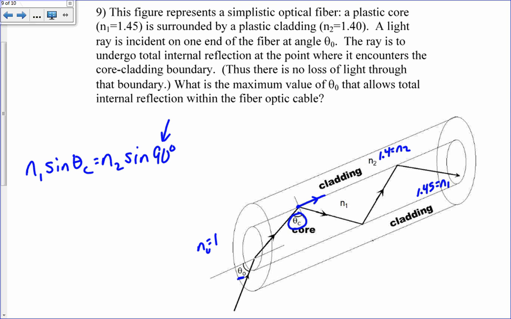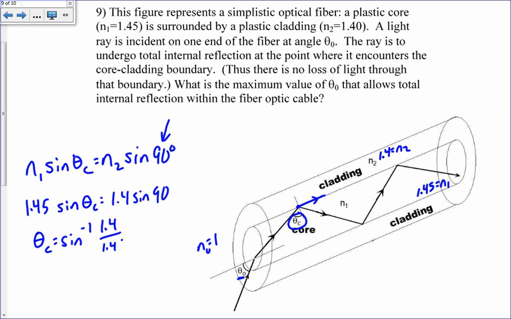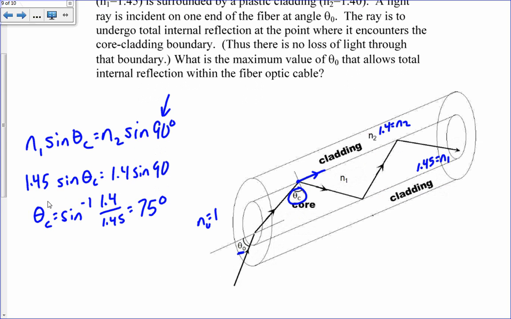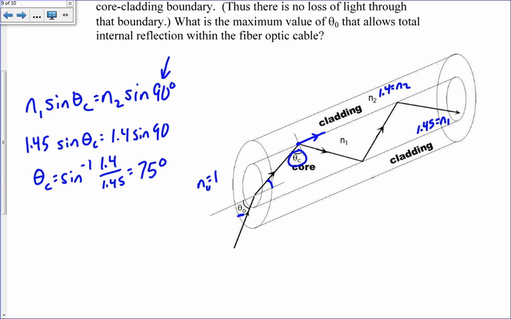But we're looking for the maximum value of theta naught, so we want to know the minimum value of theta c, the critical angle. So we have 1.45 sine of theta c equals 1.4 sine of 90, and of course sine of 90 is 1. I solve this for theta c: it's the inverse sine of 1.4 over 1.45, and that gives me my critical angle of 75 degrees. Now, if that angle is 75 degrees, this angle has to be 90 minus 75, or 15 degrees.